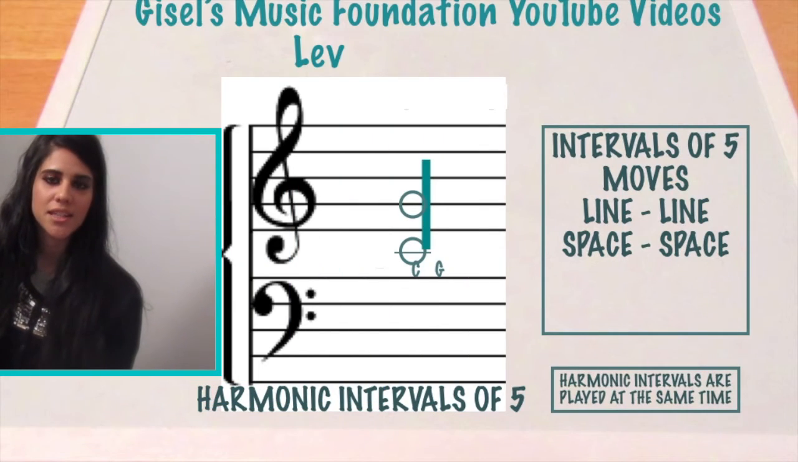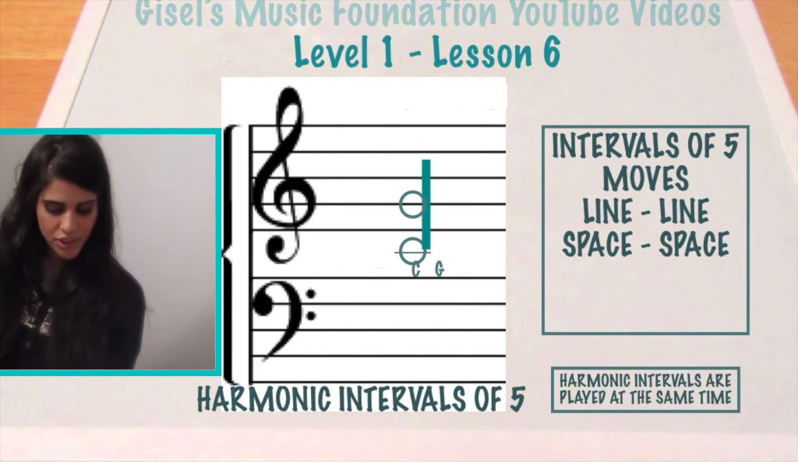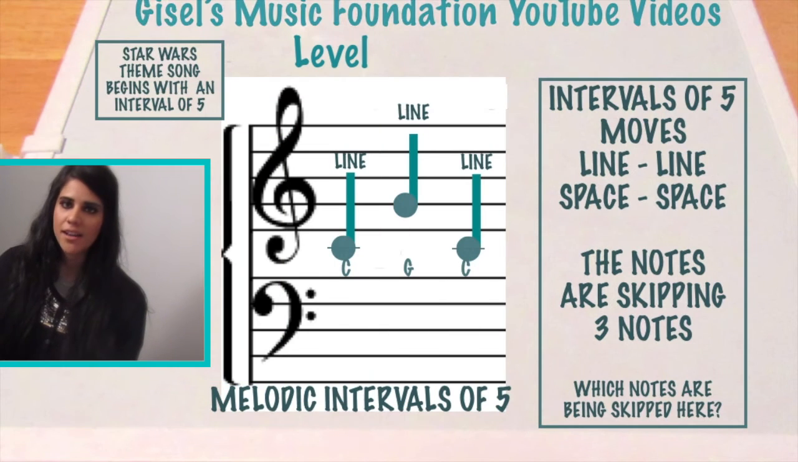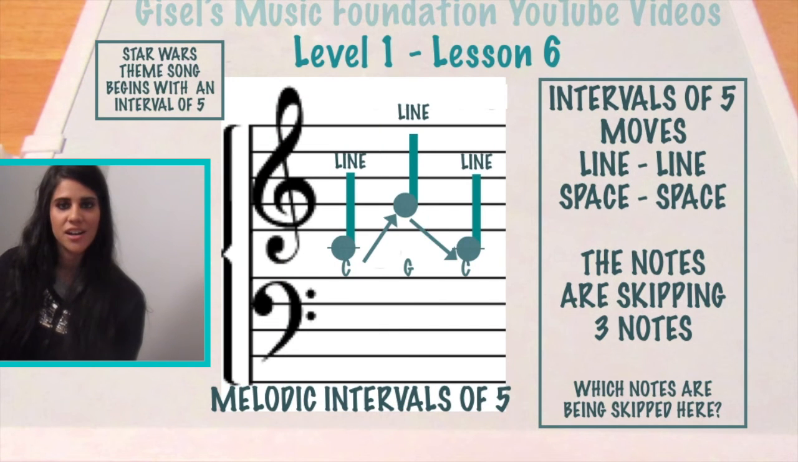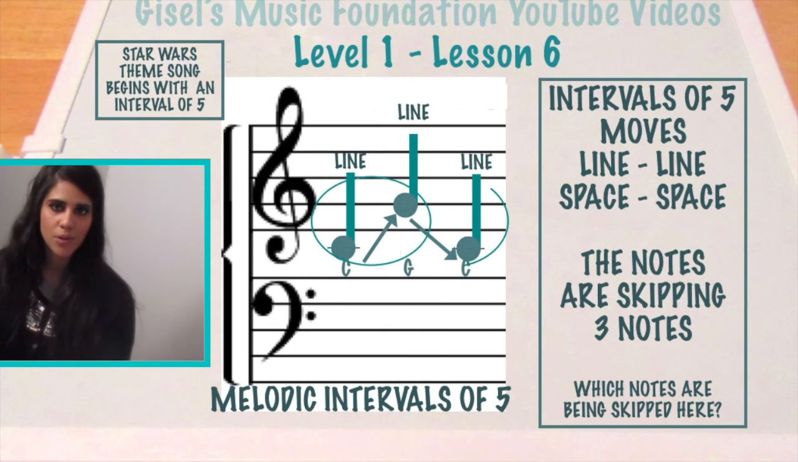C to G, this is an example of a harmonic fifth and melodic fifth. Again, you can hear that in the Star Wars song.